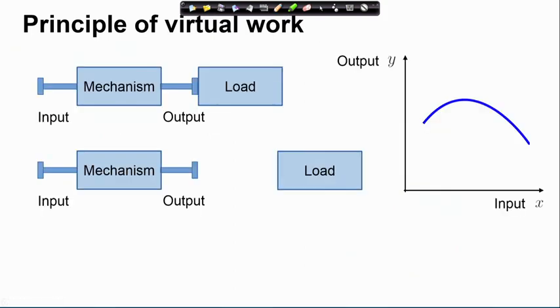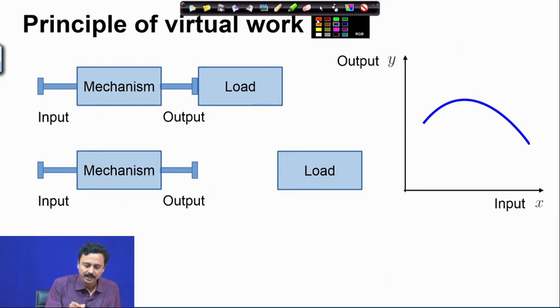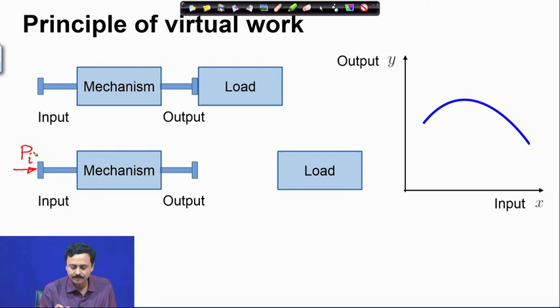So, let us look at this once again through a schematic figure as I have shown here. Here I have a mechanism, an imagined mechanism shown as a block, which has an input and an output. At the input, let us say we have applied a force Pi, which is being transformed and transmitted to the load as Po, which is doing certain work on the load.